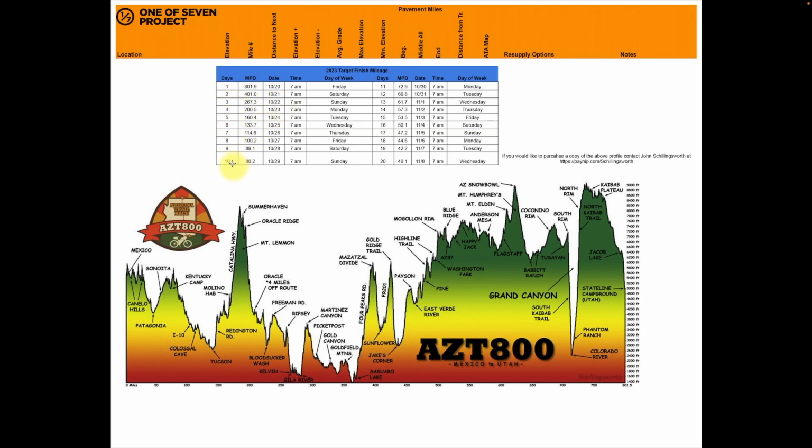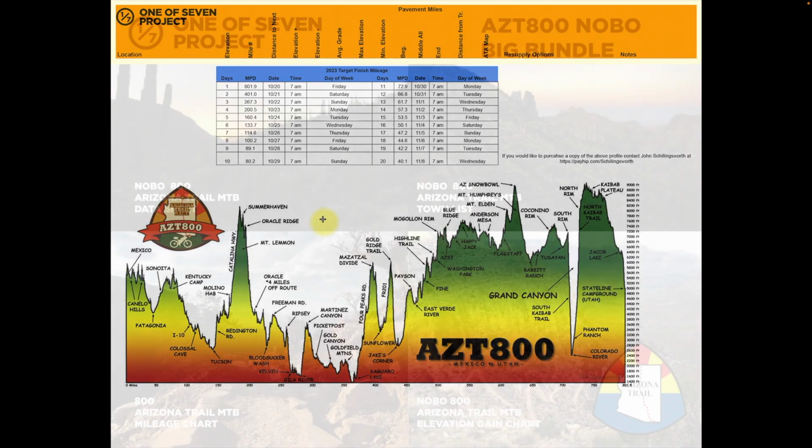So if you want to finish on a certain day, you look at it and go, okay, I want to finish on a Sunday before 7 a.m., and that's the date, I have to do 80.2 miles per day. So, yep, that's there for you guys. All right, let's move on.